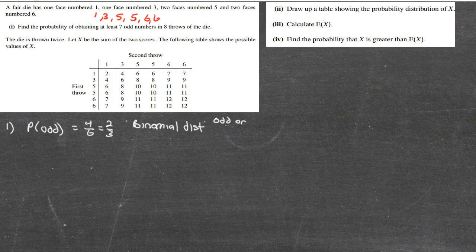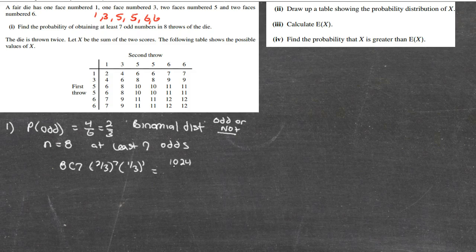And yes, it is, because we're talking about odd or not odd. And obviously we're throwing a dice, the probability should be the same. So I've got 8 trials. And so now I can use my combinations. And so I need to have at least 7 odds out of 8 trials. Well, if that's going to work, I need first try 7. So if I get 7 out of 8, that's 2/3 to the 7th and 1/3 to the 1st.